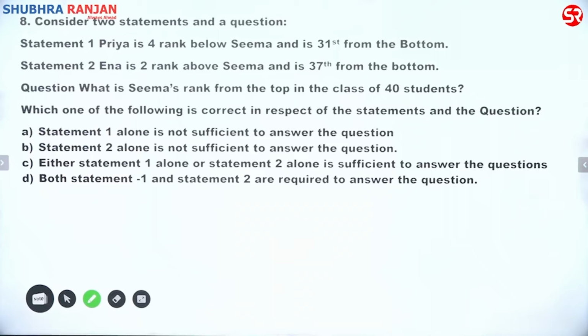The question itself is beautiful. Read the question. What is Seema's rank from the top in a class of 40 students? Now she has made that comment. 40 students ki class.